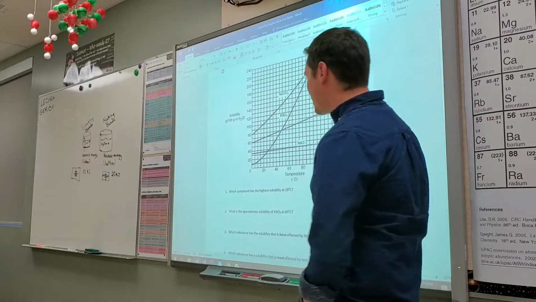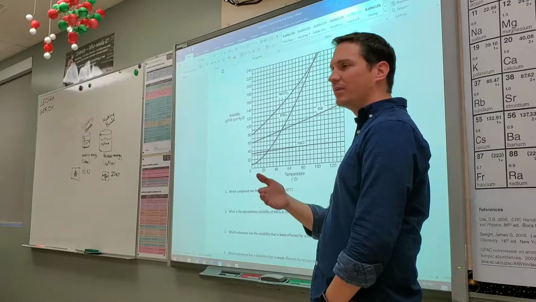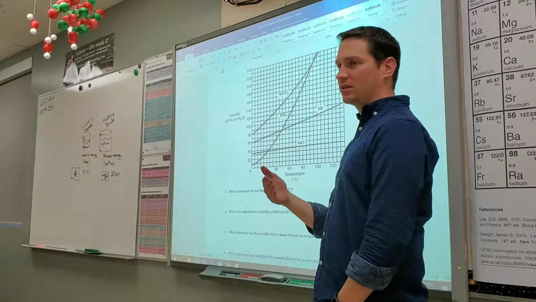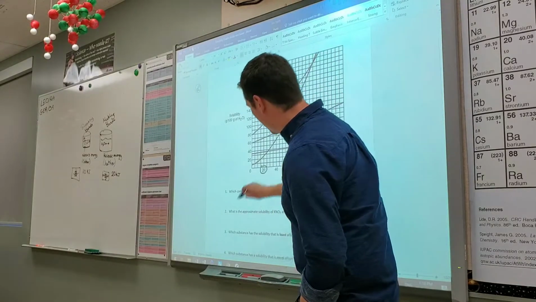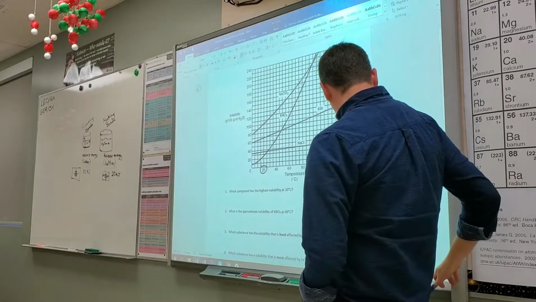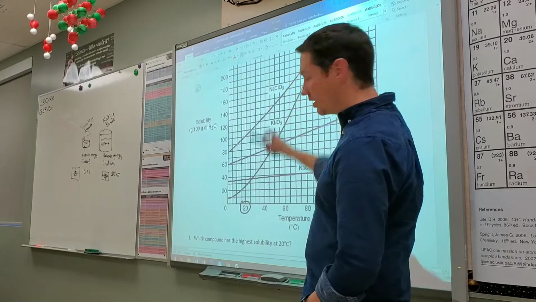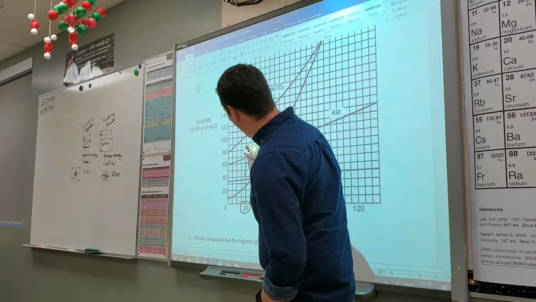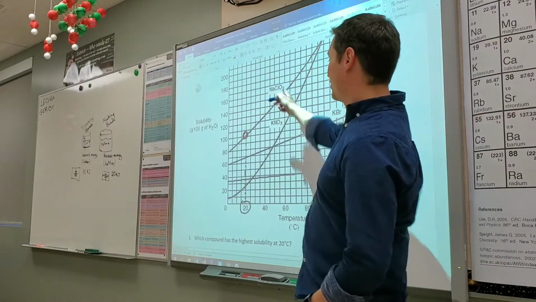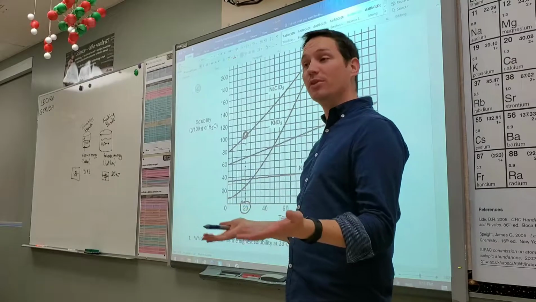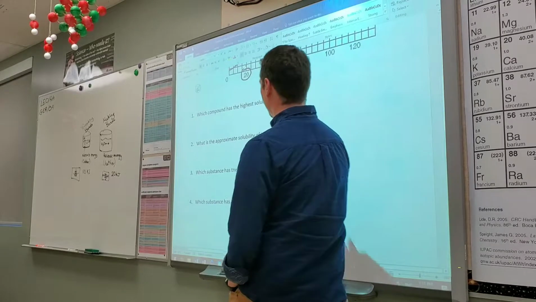Which compound has the highest solubility at 20 degrees Celsius? How would you answer that question? What would you do? Somebody describe for me how to go about answering the question. Aaliyah? Find 20 degrees Celsius on your x-axis. Find 20, and then go up and find where's the highest, and then find which substance has the highest solubility. So we go up, and I see this thing right here. What substance is that? NaClO3. That's sodium chlorate, right?